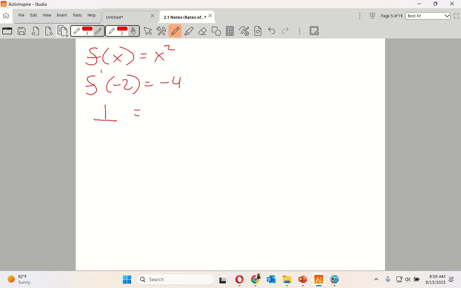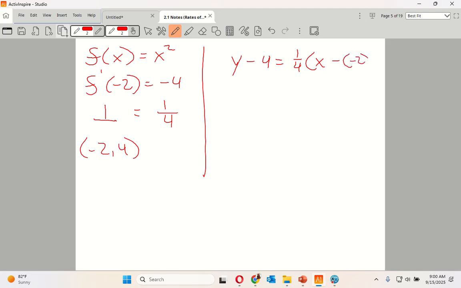So, opposite reciprocal. If this is negative, that means the opposite must be positive. And if it's reciprocal, this is 4 over 1. My opposite reciprocal is 1 over 4, positive. Now, we're using the same point that was given to me. My point was -2, 4. So I plug that in. y minus 4 equals positive 1 over 4 quantity x minus -2.